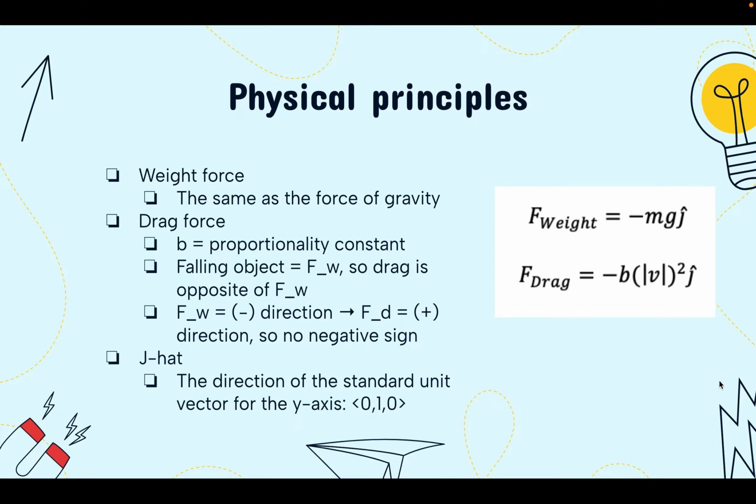The weight force is the same as the force of gravity. In this case, it'll be equal to negative mg j hat. m is mass, g is the acceleration due to gravity, and j hat is the standard unit vector for the y-axis, which is given as 0, 1, 0. The drag force is given as minus b times the magnitude of velocity squared times j hat. b is the proportionality constant. Because our object will be falling downward due to the force of gravity, it'll be moving in the negative direction, meaning downward. As a result, the drag force will be pointing upward, which is opposite to the motion. So in reality, we will not be using this negative sign. It is more so just representing that it'll be in the opposite direction of the motion.